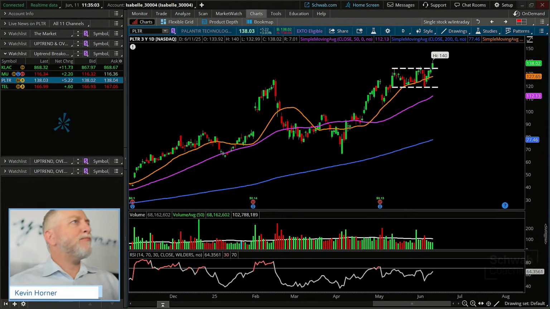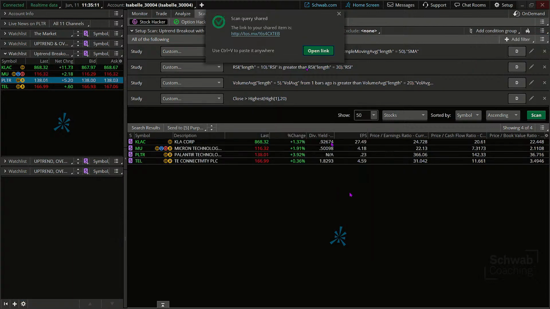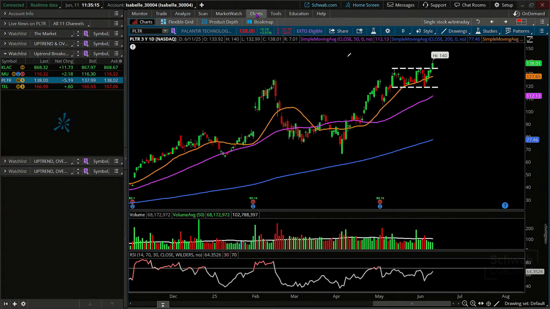Let me share this scan with you all, guys. Get this out to everybody here in attendance. Here we go. So again, this one is the uptrend breakout with increasing volume.